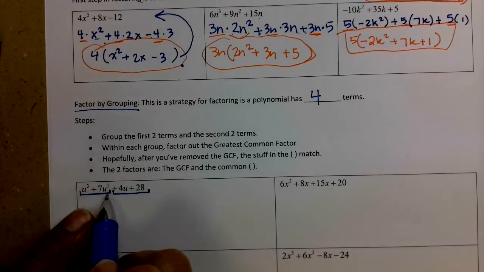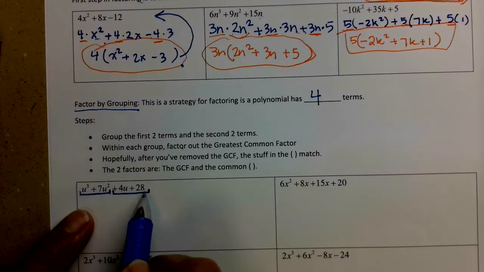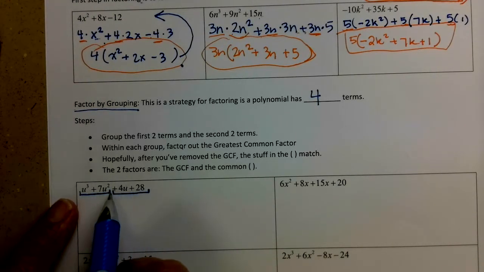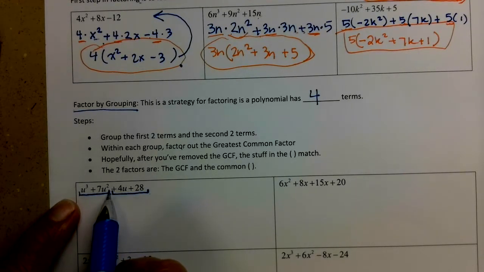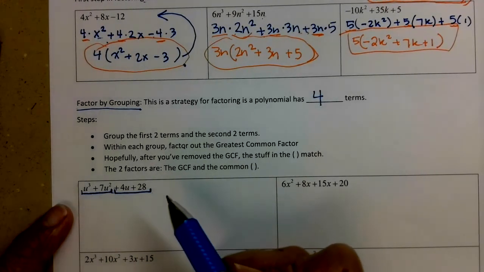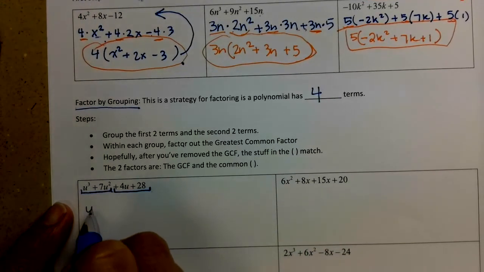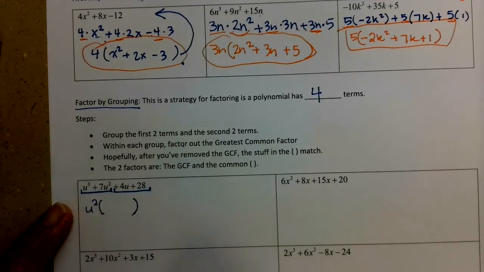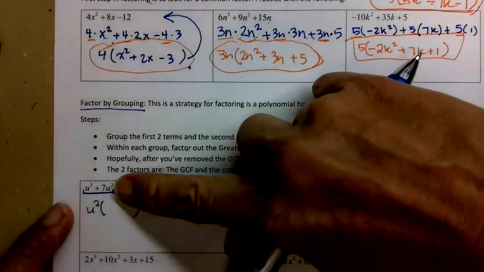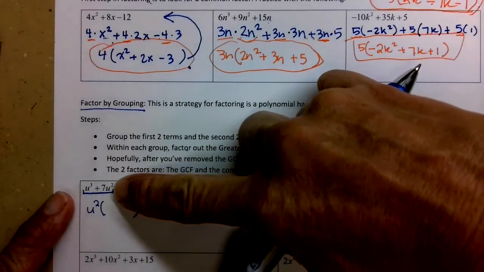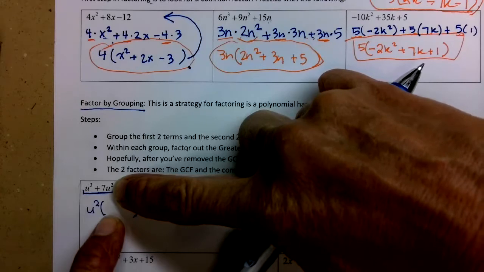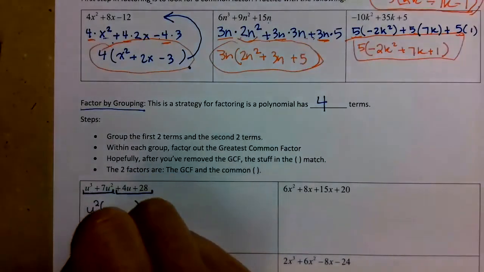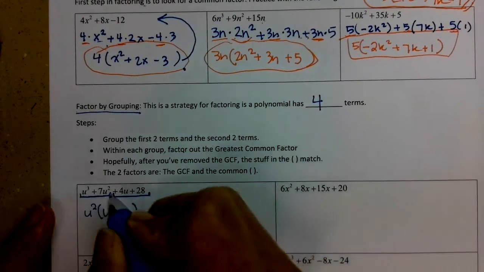I have u cubed plus 7u squared plus 4u plus 28. So 4 terms, 1, 2, 3, 4. Group your first two and group your second two. Within your first group, find the greatest common factor. So between u cubed plus 7u squared, what's the greatest factor that goes into both? Right, so u squared. I'm ignoring the 4u and the 28 for now. I'm just looking at the first two terms. So I took a u squared out of those two terms. It leaves behind u plus 7. Okay, so that was my first grouping.